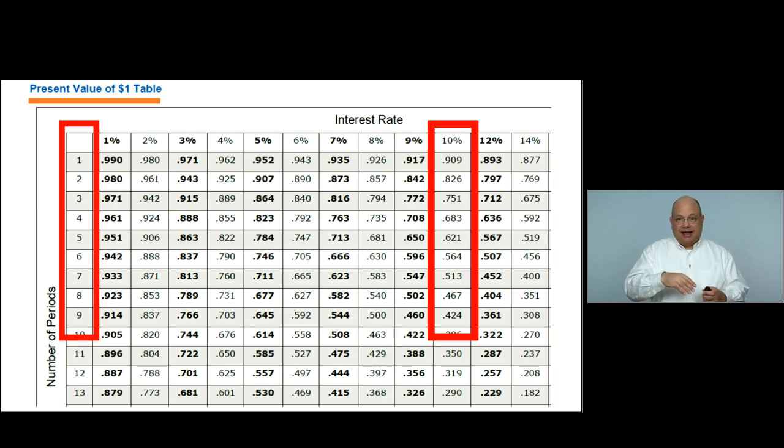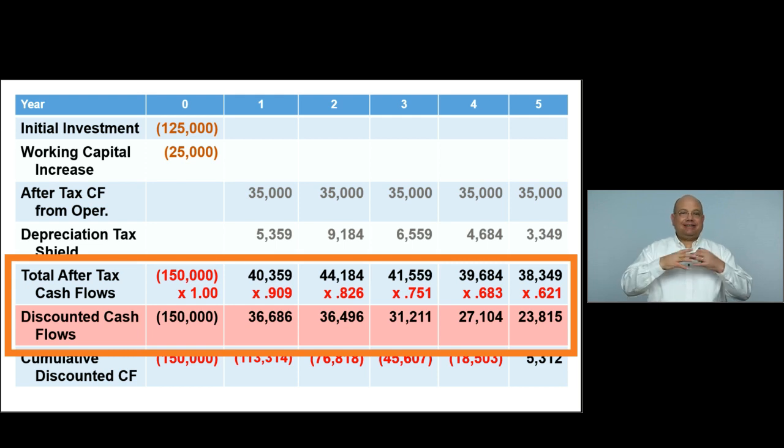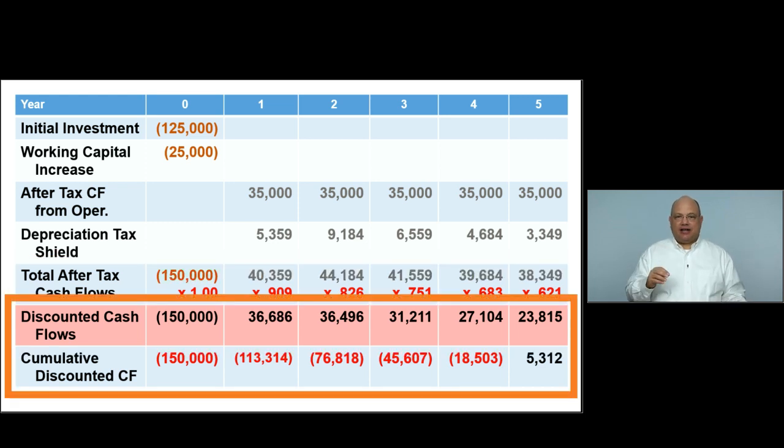So if we take that same table and now we're just adding a row to it. We had our total after-tax cash flows for each year. And now we need to get the discounted cash flow for each year. And we get that by multiplying that annual cash flow by the table value. There's the 0.909, the 0.826, and so on. And this allows us then, when we have those discounted cash flows for each period, to calculate the cumulative discounted cash flows at the end of each period.